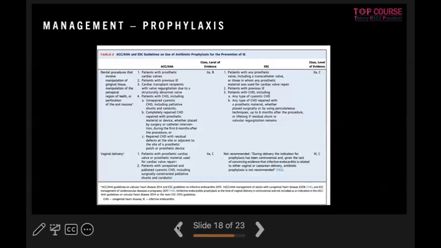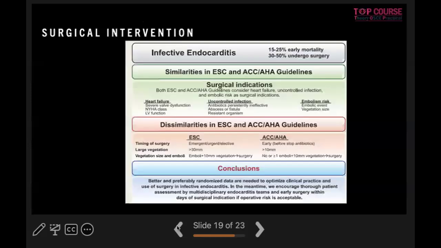And in cases of vaginal delivery, if the patient has a past history of infective endocarditis or structural congenital heart diseases or any prosthetic cardiac devices, then you have to give prophylaxis before the vaginal delivery.